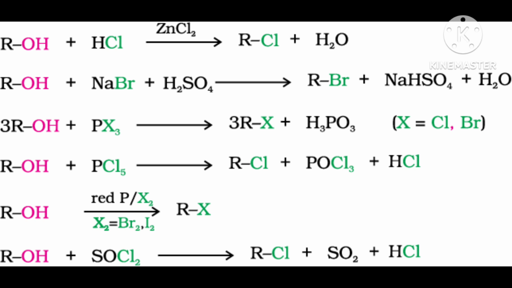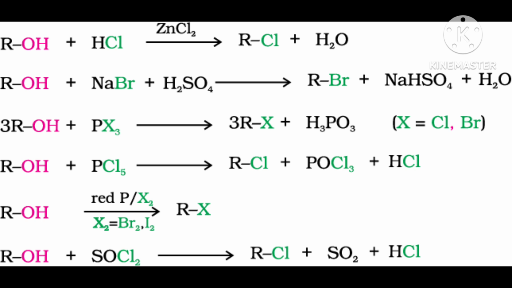The preparation of alkyl chloride is carried out either by passing dry hydrogen chloride gas through a solution of alcohol or by heating a solution of alcohol in concentrated aqueous acid.